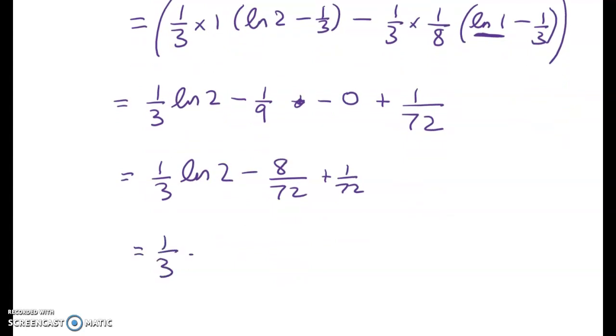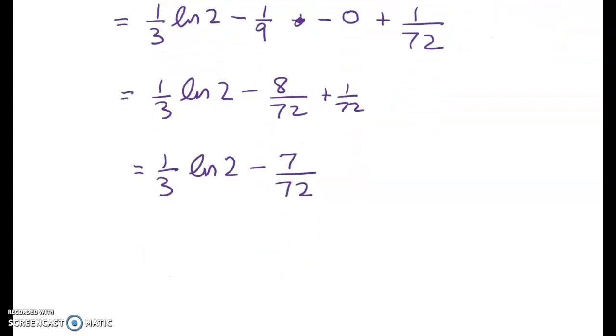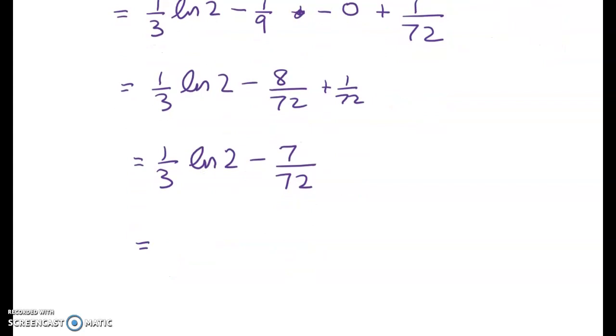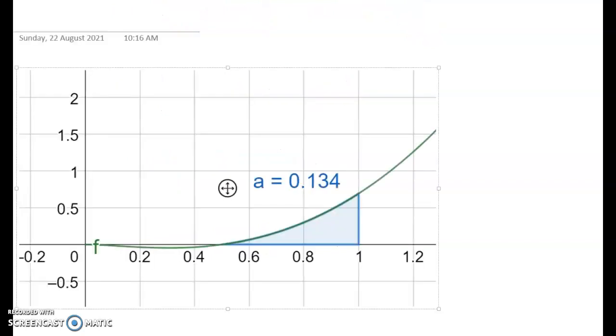I haven't been asked for this as an exact value, but that's how I usually start with A-level questions. So that's my exact value answer. If we want to get that to 3 significant figures, chuck it in your calculator and you should get 0.134 and it's units squared. And if you look on the next page, you can see that that's the correct answer. So that's the integral evaluated in GeoGebra, and that's that one.